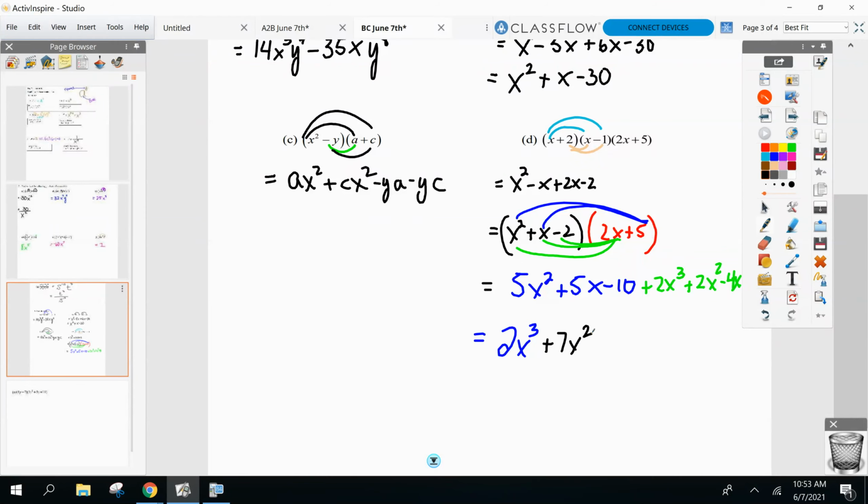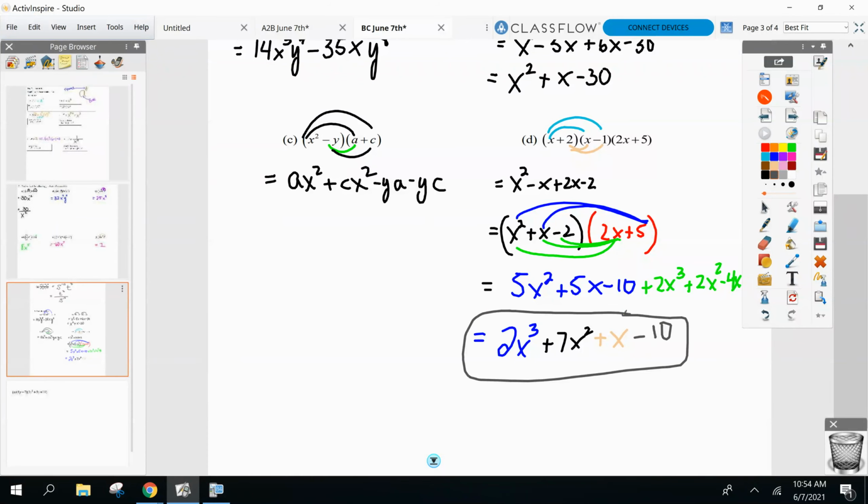All right, and you should probably be able to combine two more up here. Two more terms. The 5x and the negative 4x. So what do you end up with there? 1x. Good. And then what's still hanging out here that I can't combine with anything? Negative 10. Good. Okay, good work.